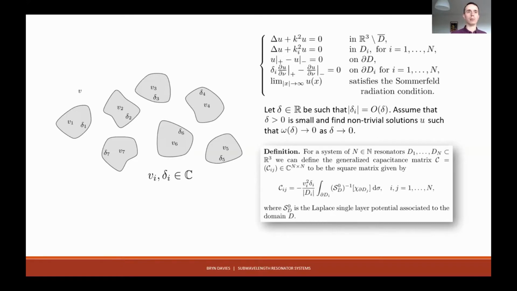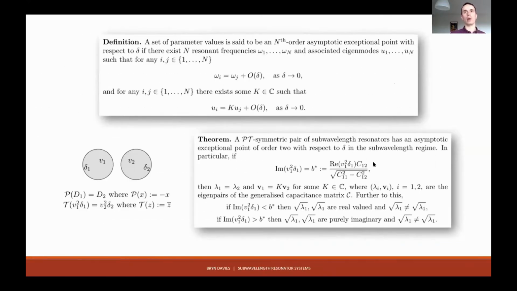One important point to highlight is that in our setting, we're actually looking for what we're calling asymptotic exceptional points. These are points at which this generalized capacitance matrix has an exceptional point. That, of course, means that the full differential system has an exceptional point at leading order, so up to some error in delta, which we're able to quantify. And this, I should add, is not a weakness of the analytic approach, but as I understand it, represents the behavior of the system.